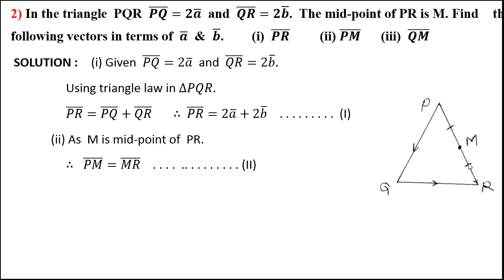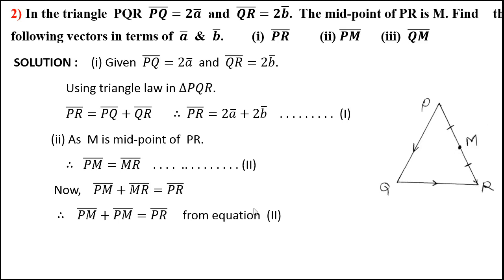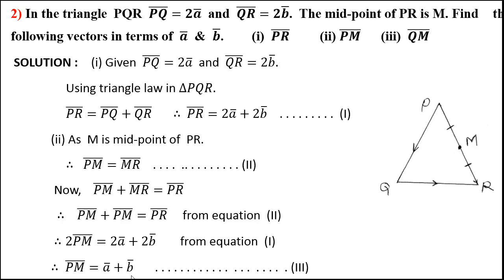PM bar is equal to MR bar, and therefore PM bar plus MR bar is equal to PR bar. PM is the same as MR, therefore 2 times PM bar is equal to PR bar. PR bar is a bar plus 2a bar plus 2b bar. We want PM bar, so PM bar is equal to a bar plus b bar. म्हणजे हा PM हा जो वेक्टर आहे तो a bar plus b bar असं उत्तर आलेलं आहे.